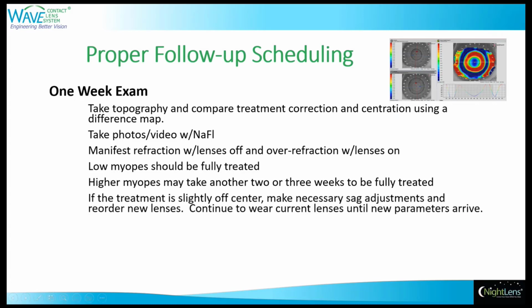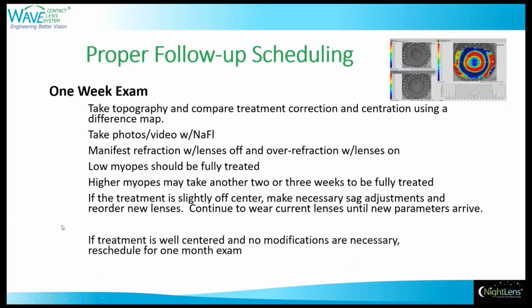Again, at the 1 week exam, if the treatment is slightly off center, you might have to make necessary lens sag adjustments and reorder new lenses. If the patient's VA is well enough for them to get by, they can continue to wear the first lenses until new parameters arrive. But if the treatment is well centered and no modifications are necessary, then you reschedule for a 1 month exam.